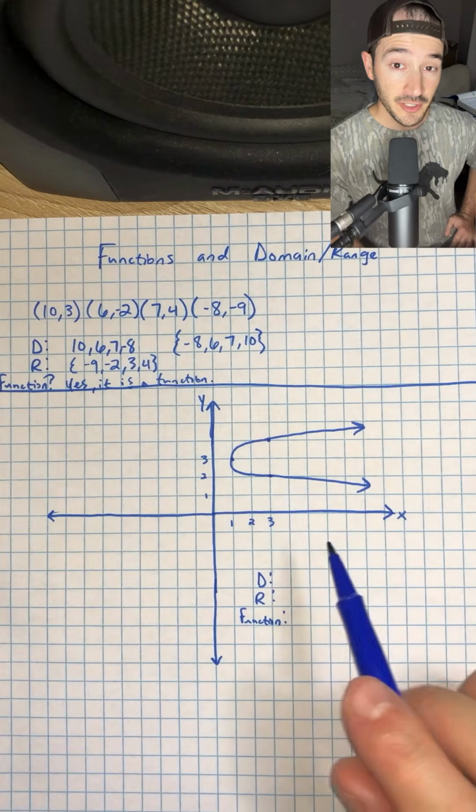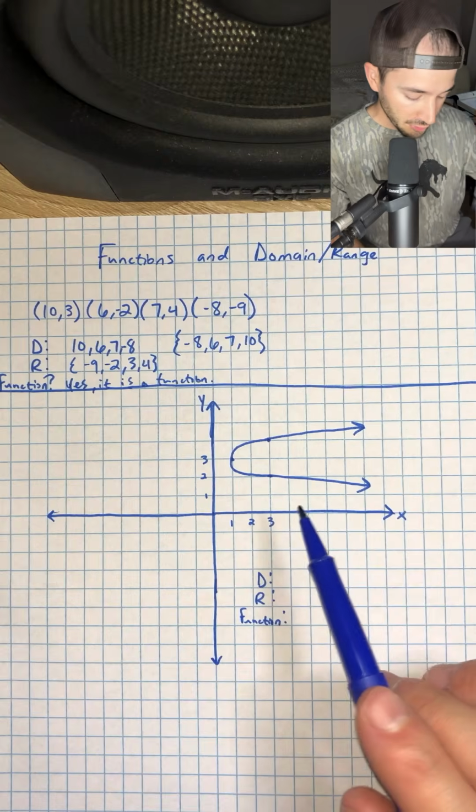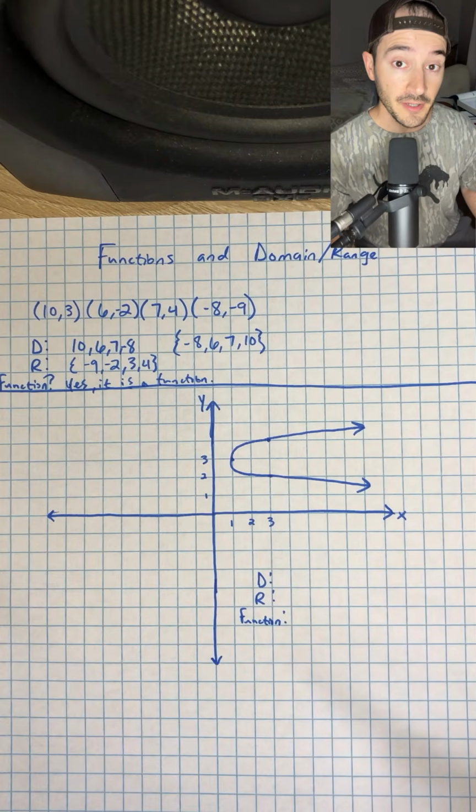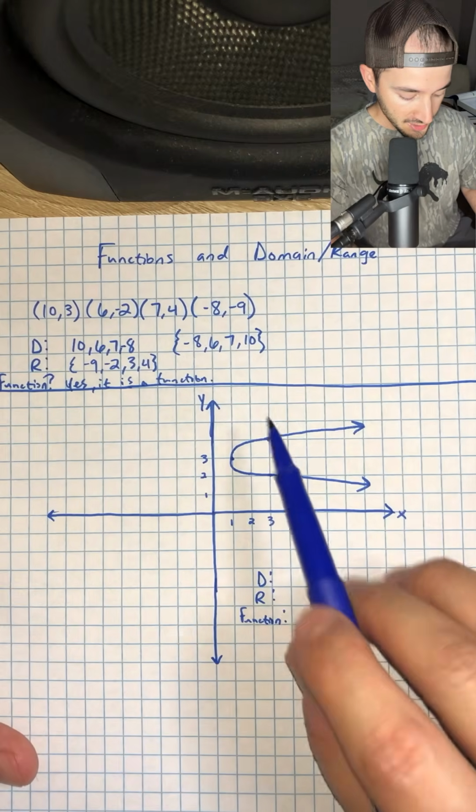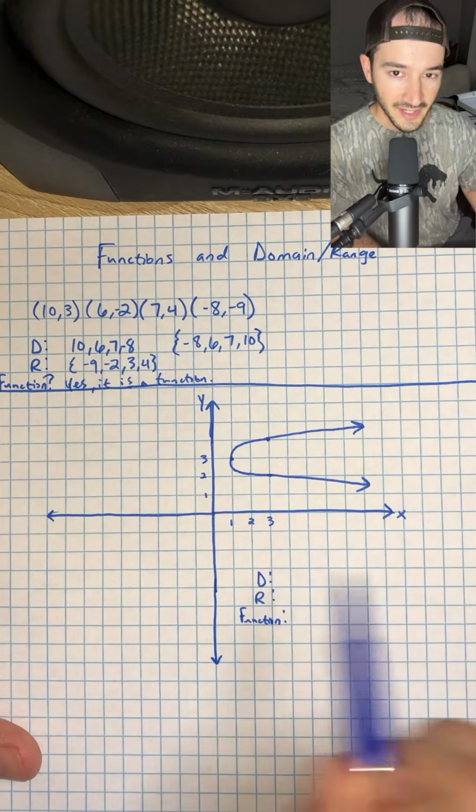All right, so now moving on to a graph. So whenever we're dealing with a graph, same thing. Domain is all the possible x values. Range is all the possible y values. So for domain, we're looking left to right along that x-axis.